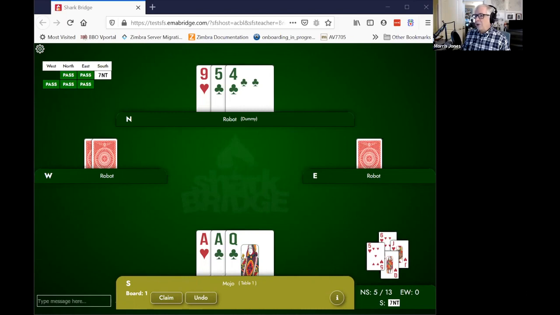Now, I want to show how this works in a hand. So I'm going to actually go to a hand. We're going to set it up to play.